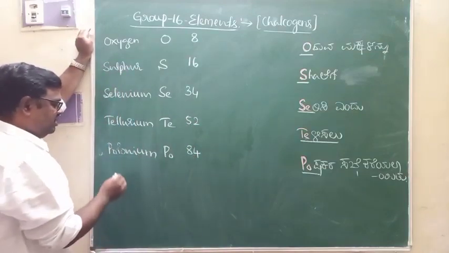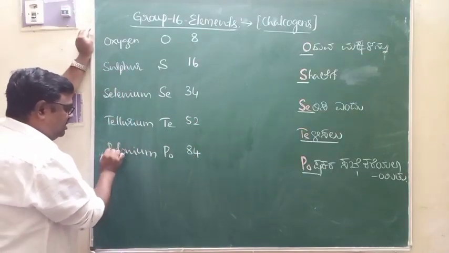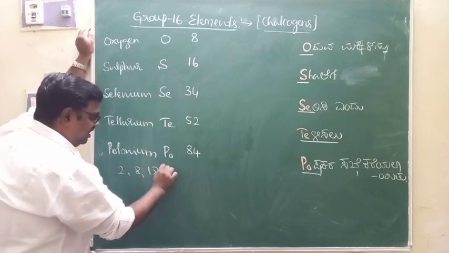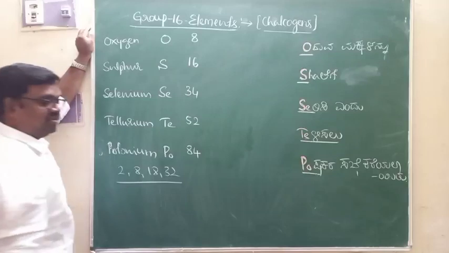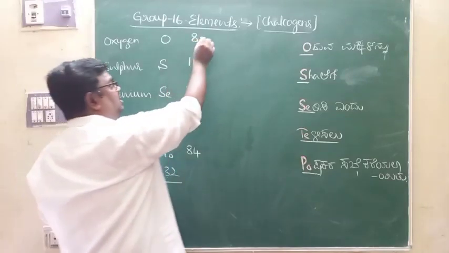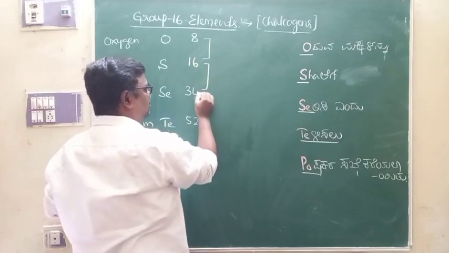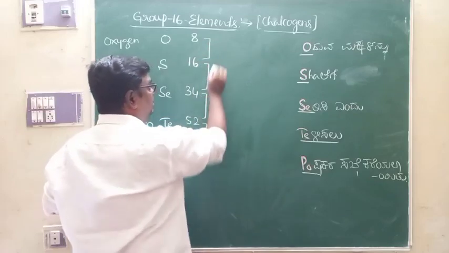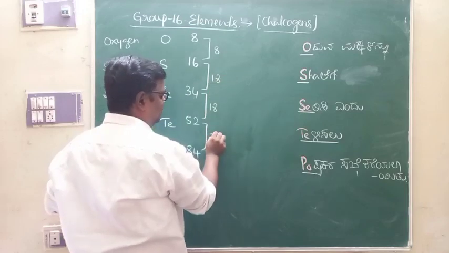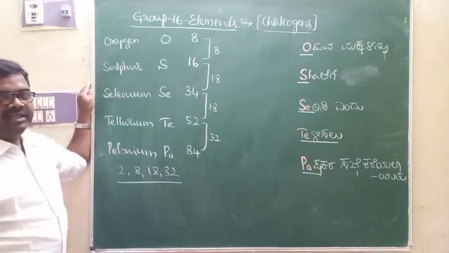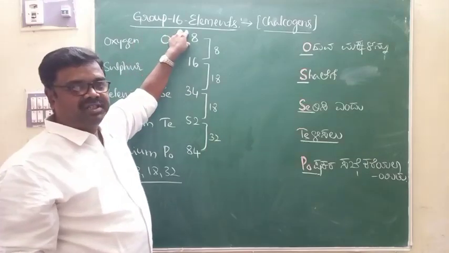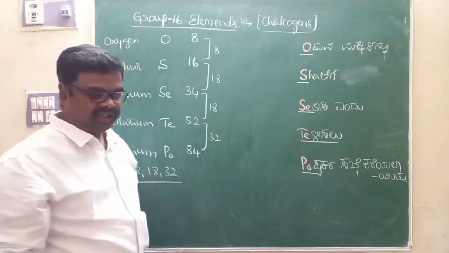I already said two successive members differ by atomic number 8, 18 and 32. We call them magic numbers. Two successive members of the given group differ by atomic number either 8 or 18, or 32. This is how you can write the atomic numbers of remaining elements by knowing the atomic number of the first element. So this is group 16 elements.